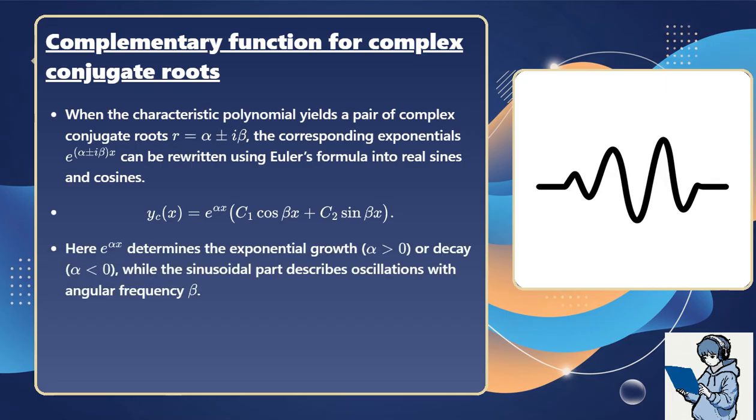Here e to the alpha x determines the exponential growth when alpha is greater than 0 or decay when alpha is less than 0, while the sinusoidal part describes oscillations with angular frequency beta. Example, y double prime plus 4y equals 0.